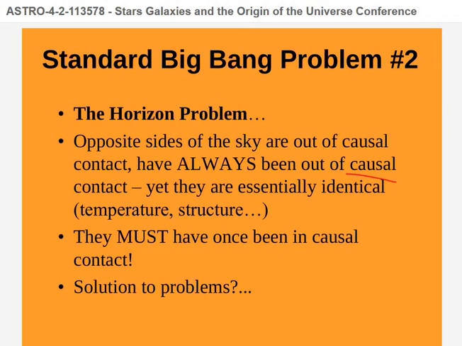So how could the universe be the same exact temperature to within 1 part in 100,000 on these places that have never ever been in causal contact? Now I know what you're all thinking. You're saying, well, Rick, wait a minute. Of course they were in causal contact. They all sat there at the Big Bang at the same moment.